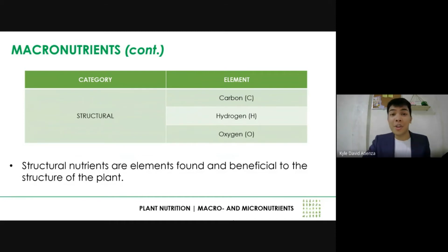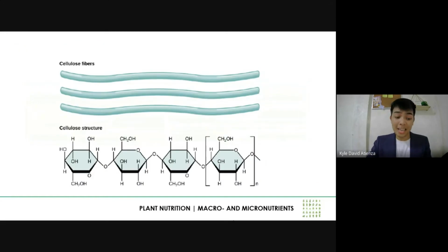So you may have noticed that the structural macronutrients, the carbon, hydrogen, and the oxygen, are also the same elements that make up a sugar. And we already know that plants create their own food in the form of a sugar or glucose. Furthermore, there is also a sugar that is called cellulose. So cellulose is the main structural component of the cell wall and is composed of three structural nutrients of the plants, the carbon, the hydrogen, and the oxygen.